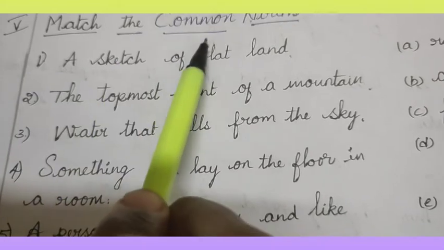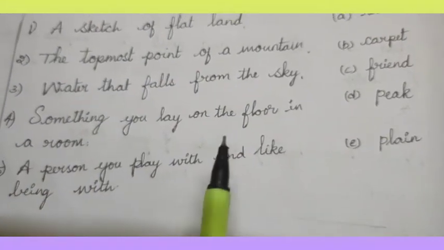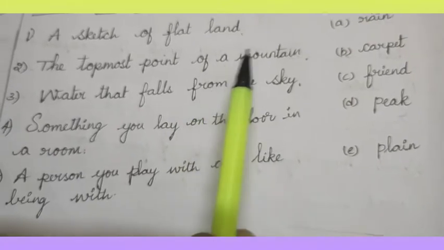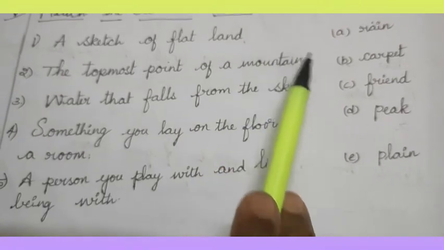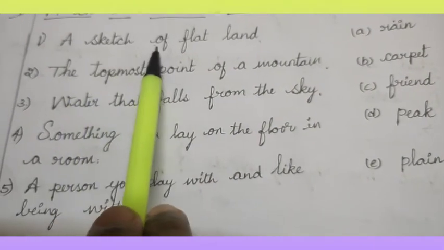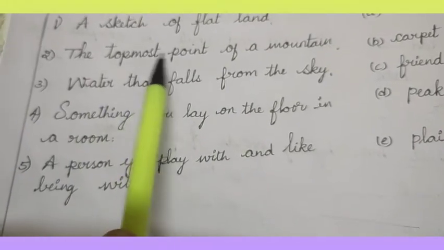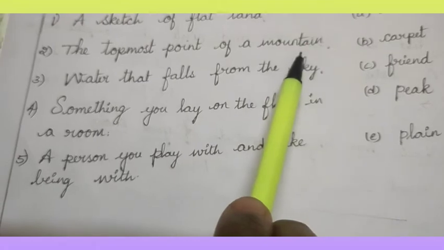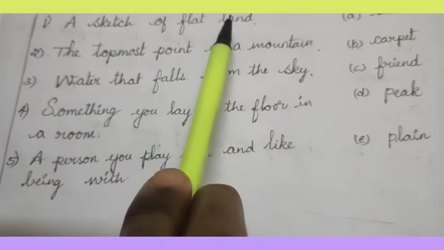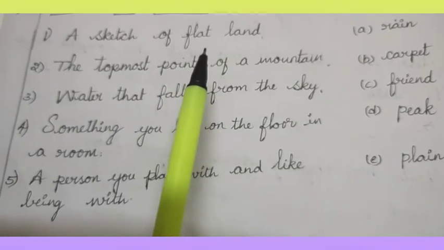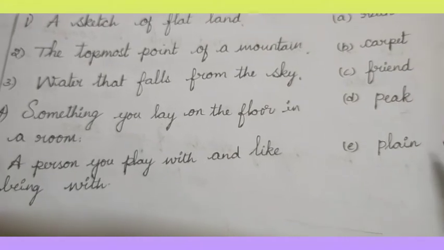Here, fifth Roman: match the common nouns. Here you have been given matching. For this matching you have to underline which word suits. That means these are common nouns, right? A sketch of flat land. The topmost point of a mountain. So you know the answers, children. What is the common word we use for these sentences? That answer you have to match.